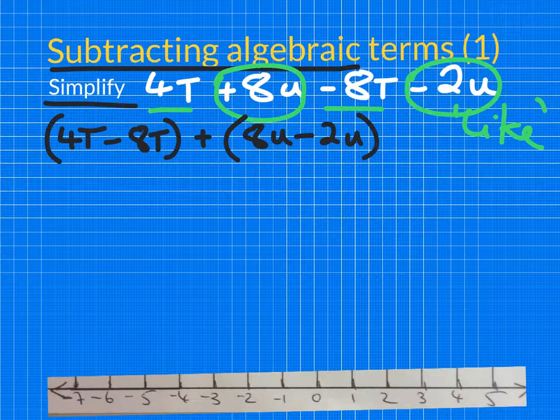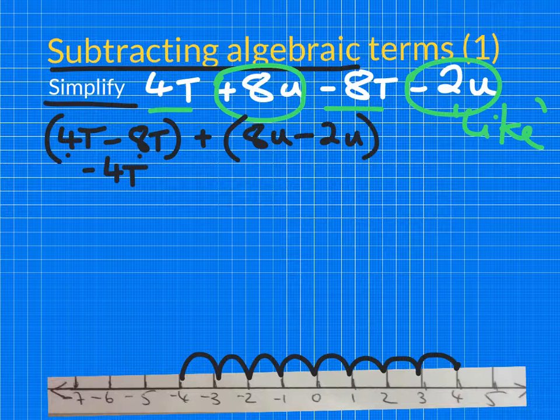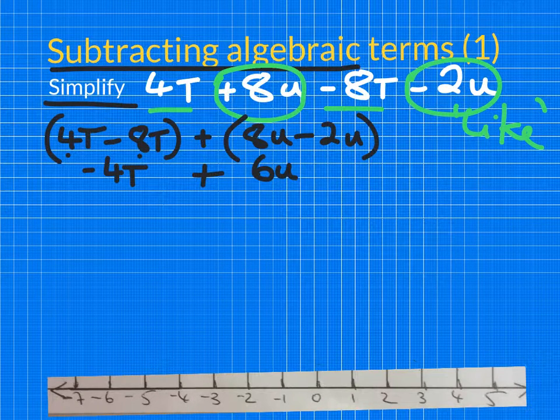Working out each bracket, 4t minus 8t, if we use our number line, we've got 4 minus 8, start at 4, 1, 2, 3, 4, 5, 6, 7, 8. That is a minus 4t plus 8u minus 2u, which leaves us with 6u. Our final simplification is minus 4t plus 6u. We can't go any further with that because we don't know the value of t and u.